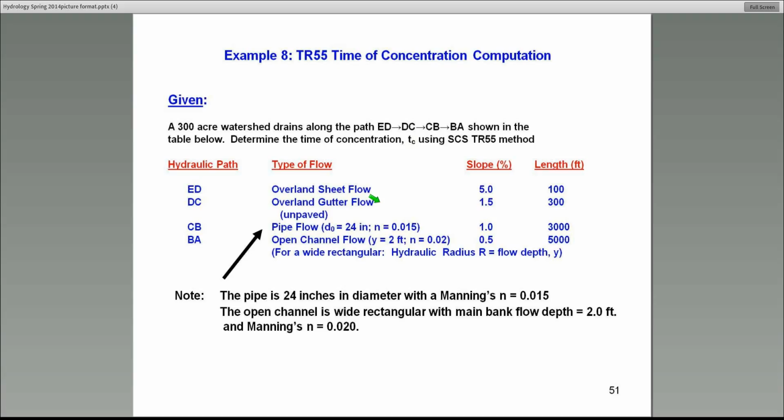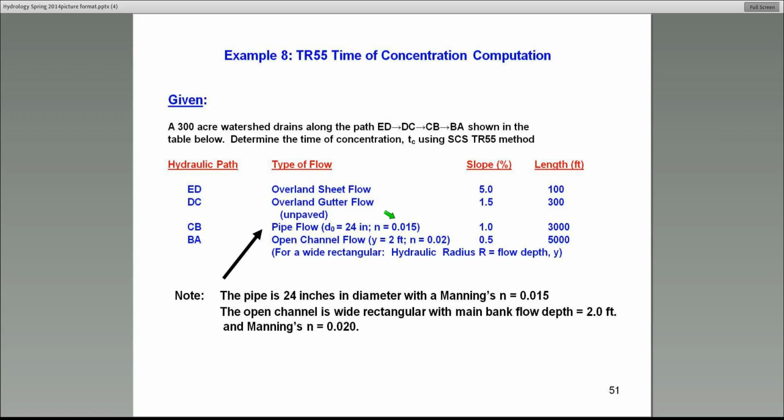I have four major paths here. Basically a sheet flow component, overland flow sheet flow, less than 100 feet, less than 300 feet. And then I have an overland flow concentrated flow component, 300 feet. And finally a pipe and open channel. I've given you all the slope information in this column for each of these components. And for the pipe flow, it's a 24-inch pipe. Manning's n is given. We're going to assume full pipe flow condition for the pipe.